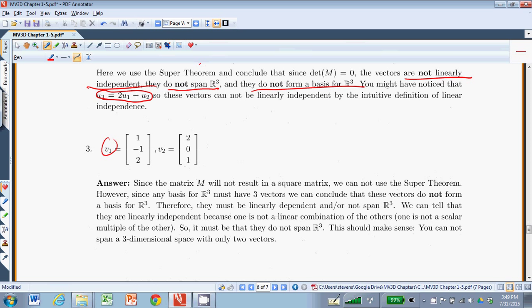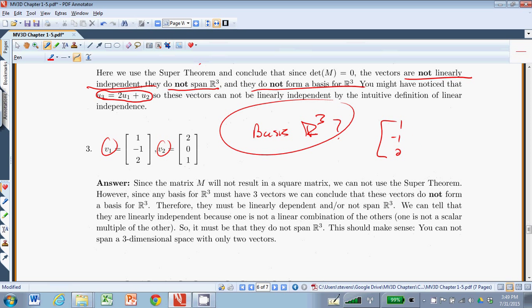All right, so now I only have 2. Is this a basis for R3? Well, certainly not, because there's only 2 of them, right? And if I put them in a matrix, 1, -1, 2, 2, 0, 1, I can't use the super theorem, because for the super theorem the matrix has to be square, right? So the super theorem is out.